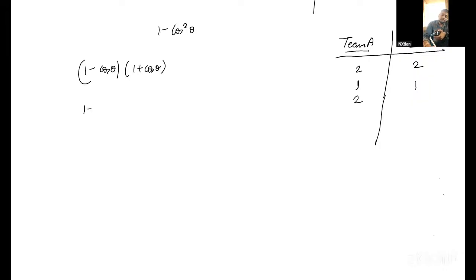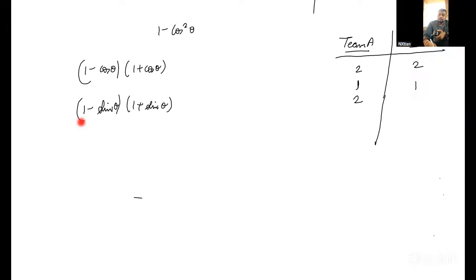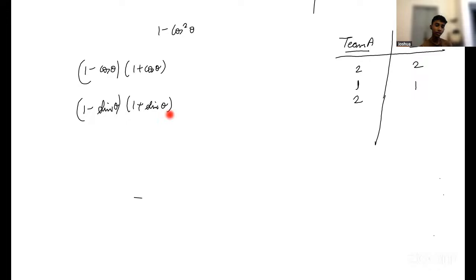1 minus sine theta into 1 plus sine theta. I don't know, sir. Okay, I can help you. It is in the form of a minus b, a plus b. Is the identity for it, so it'll be 1 minus sine theta whole square.